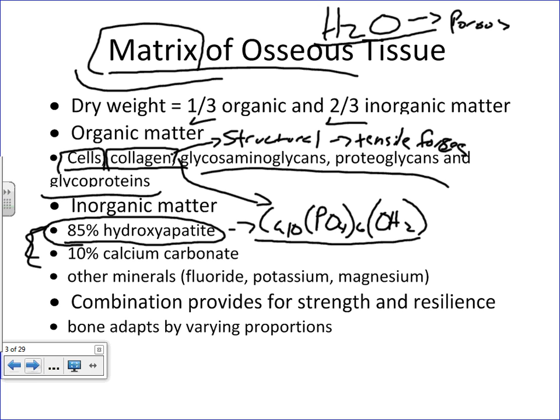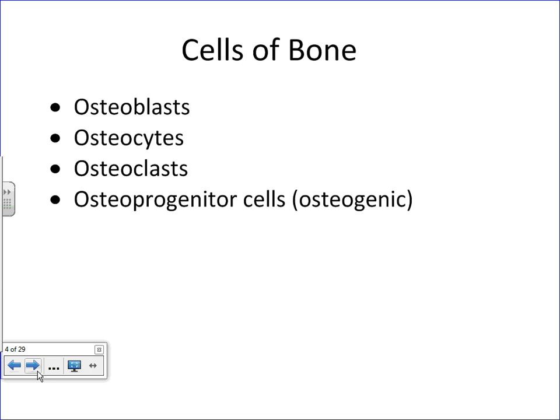And so, as it states down here, the combination of the organic and inorganic materials and how they're arranged within bone provides for strength and resilience. As I mentioned a little in the previous slide, bones are under a constant state of remodeling, basically taking away and adding tissues to itself. It varies the proportions of the components within the matrix. I'll talk more about that later on after I go a little more in depth with bone tissue.